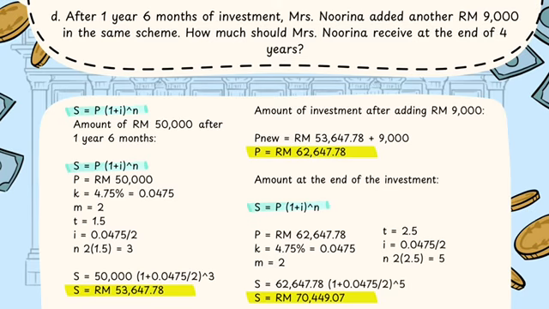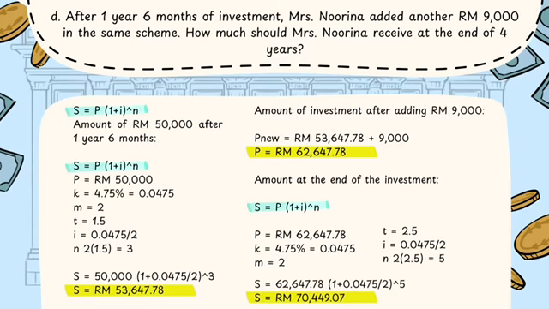Question D. After 1 year 6 months of investment, Mrs. Norina added another 9,000 ringgit in the same scheme. How much should Mrs. Norina receive at the end of 4 years? First, she invested 50,000 ringgit in the scheme with an interest rate of 4.75% per year, compounded semi-annually. After 1 year and 6 months, or 1.5 years, the investment grew using the formula S equals P times (1 plus I) to the power of N. Put all the information that has been given, and you will get 53,647 ringgit 78 cents.